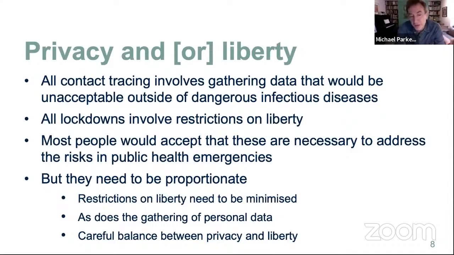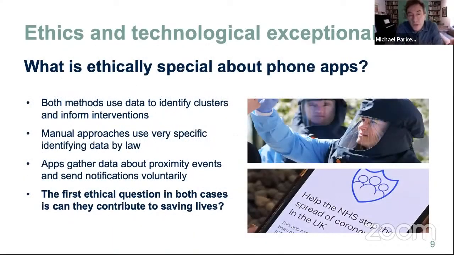So any restrictions on liberty need to be minimized as far as they can be, and so does the gathering of personal data. And there needs to be a careful balance between privacy and liberty in these kind of situations. One of the questions we might want to ask in the context of mobile phone apps, given that there are these two approaches to contact tracing, is to ask whether there's anything ethically special about mobile phone apps. Both of these approaches to contact tracing use data to identify clusters and inform interventions.